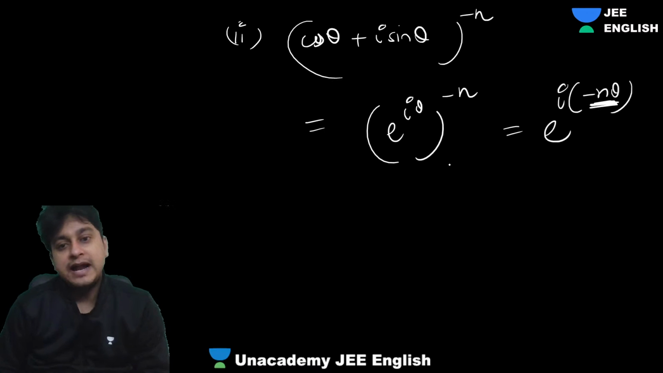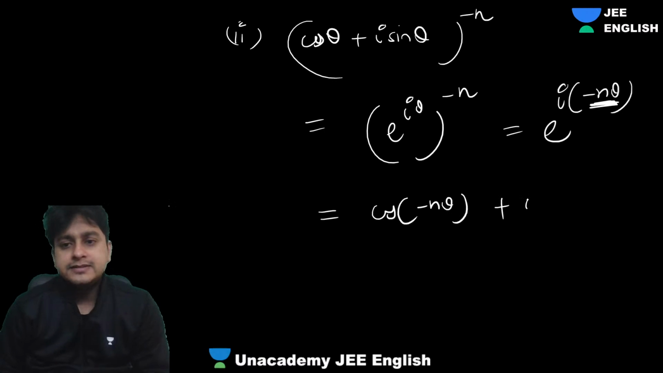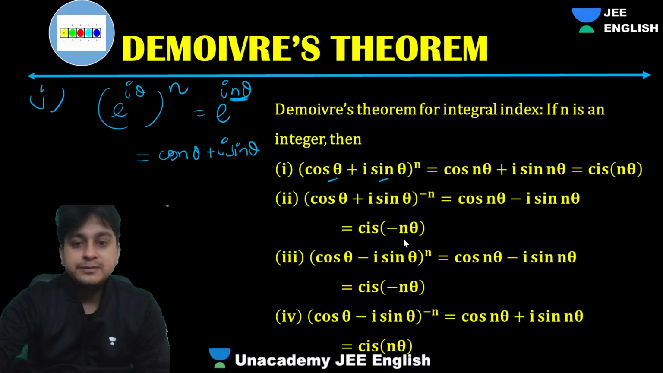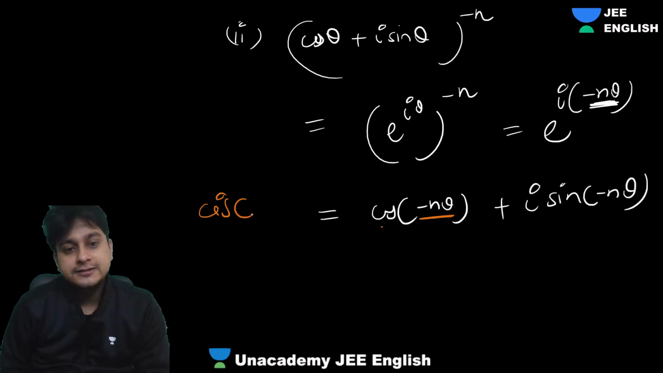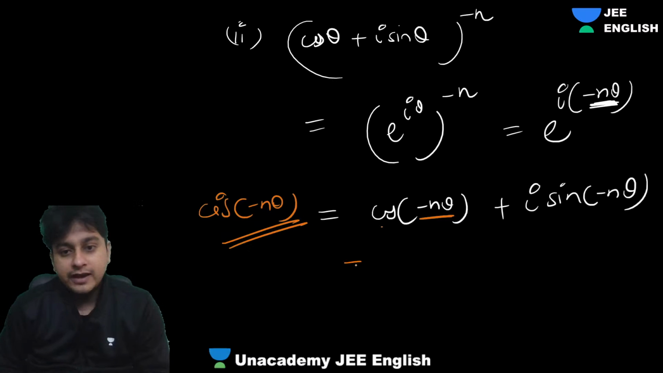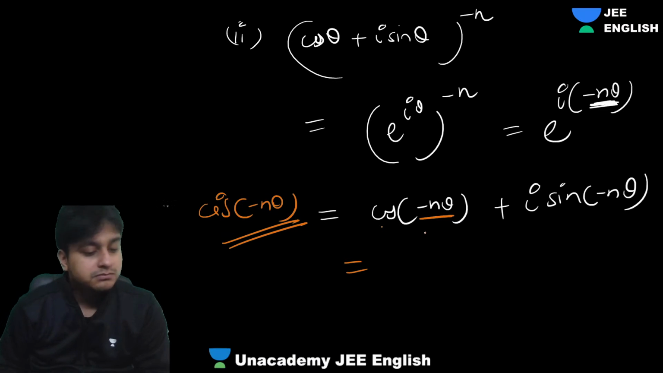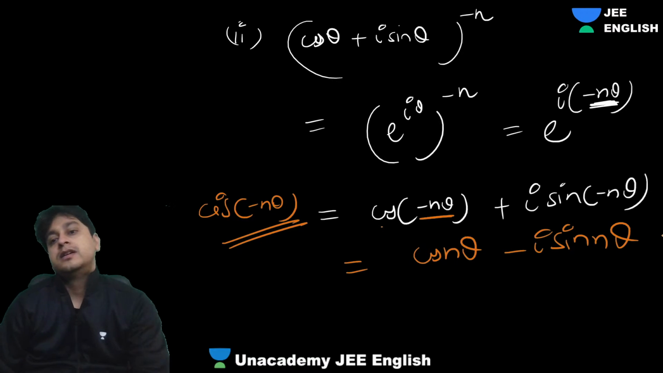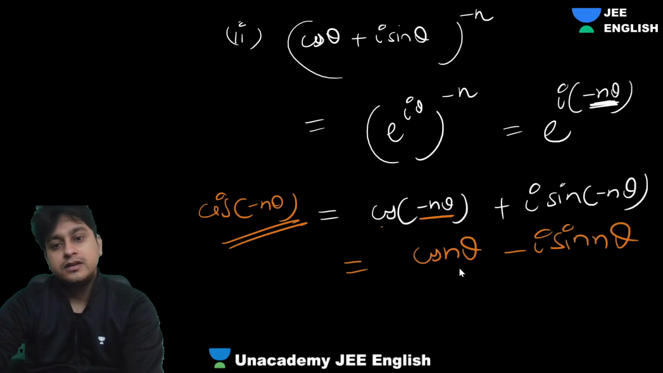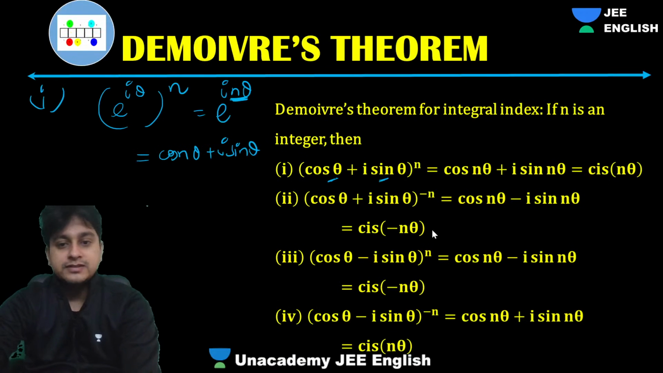So guys, now when you expand it, what are we going to get? We'll get cos of minus n theta plus i sin minus n theta, right? This is also sometimes called cis of minus n theta, because this is the angle, so you can also write it as cis minus n theta. But if you expand it, guys, cos of minus theta is what? Cos theta. And sine of minus theta is minus sine theta. Right? Okay. So this is what we got. Easy. So we proved the second one very easily.